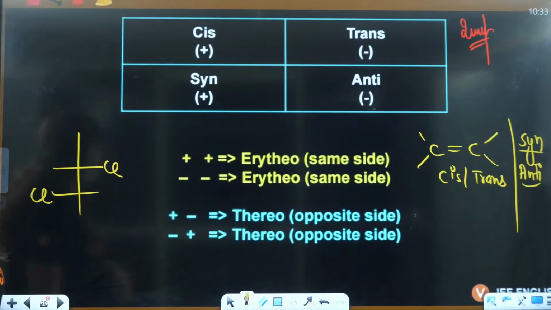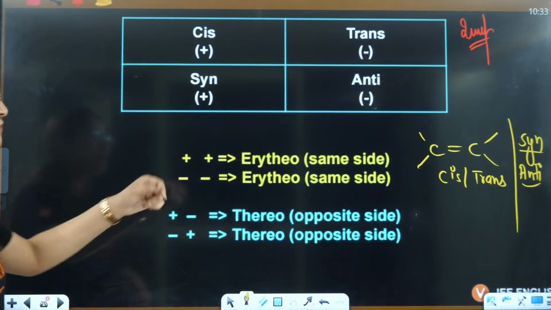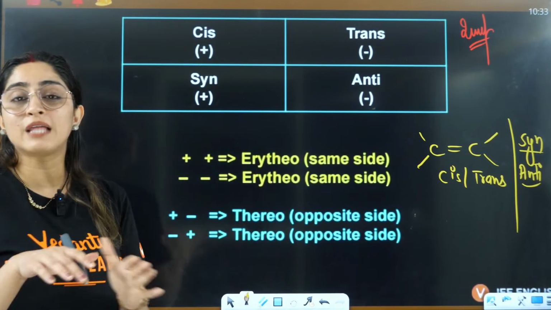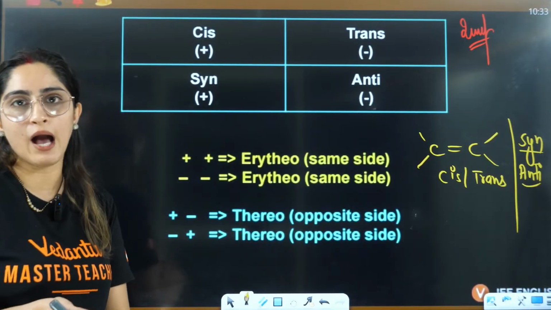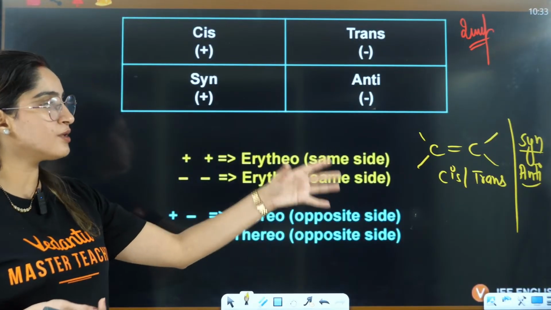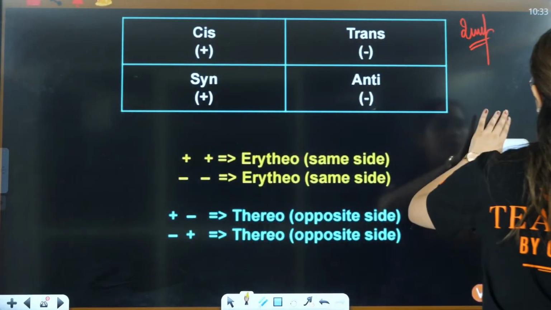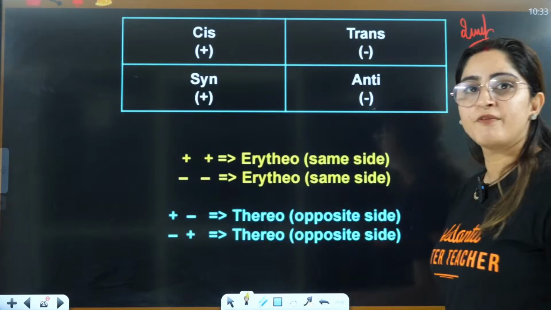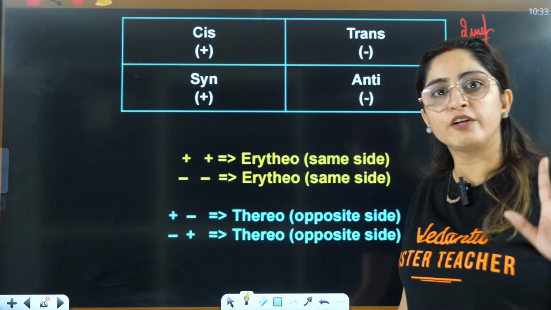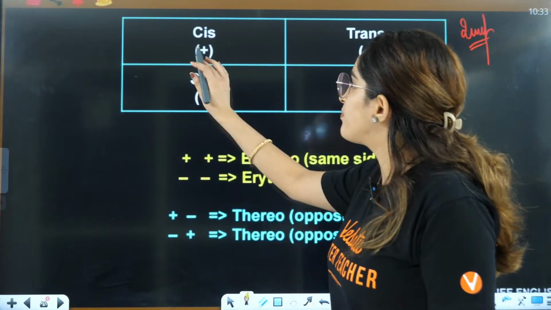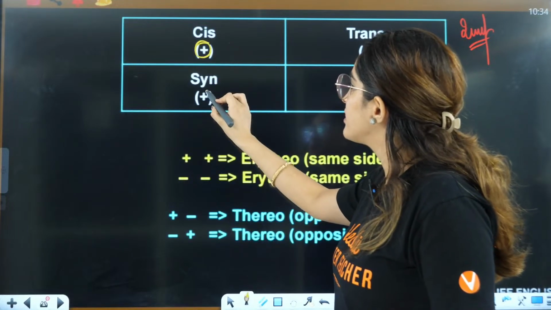What kind of product will be there? Whether it will be erythro or threo depends upon what you have: cis or trans, or syn or anti. A simple thing to do is, firstly you will see if both are the same, then it will be erythro.